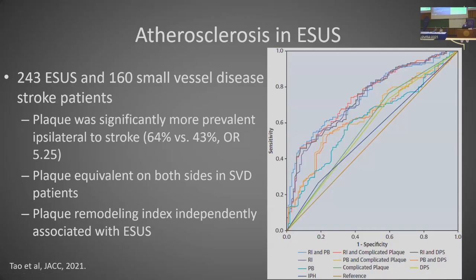This was a study from China in which they looked at patients with ESUS and compared them to small vessel disease and looked at the atherosclerotic burden. What they found was that there was significantly more atherosclerosis ipsilateral to the stroke in ESUS patients than the contralateral side, while it was equivalent in small vessel disease patients, indicating a difference in terms of plaque burden and association with stroke between those two cohorts. In addition, in the ESUS patients, the strongest association with ESUS was plaque remodeling index, or that likelihood that plaque grows outward. So again, that plaque outward growth is a vulnerable feature for atherosclerosis.